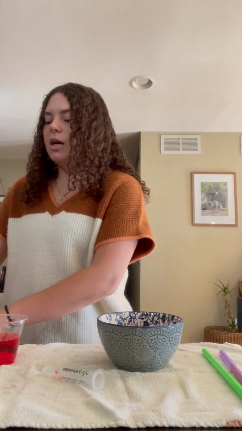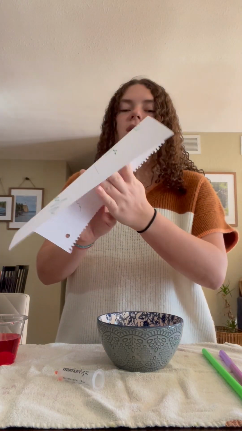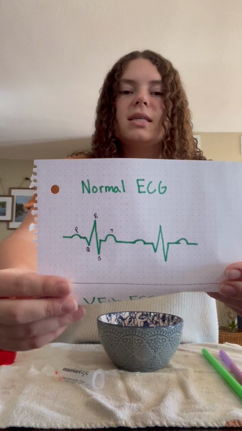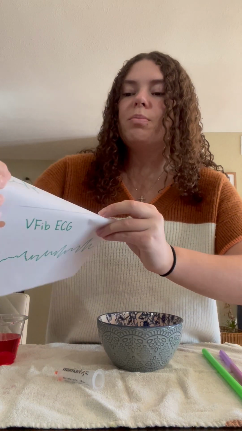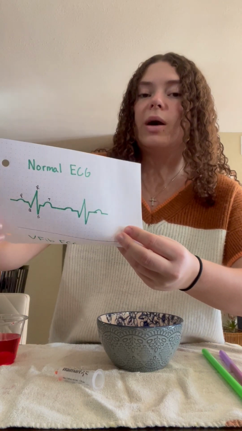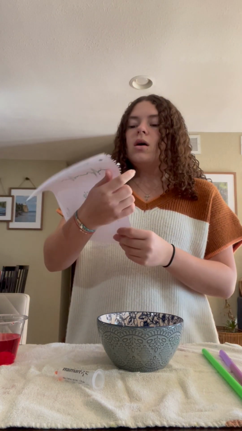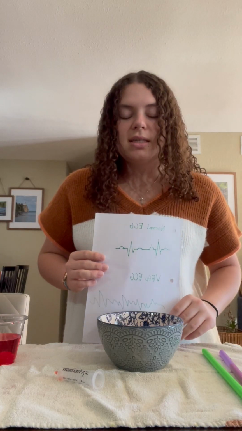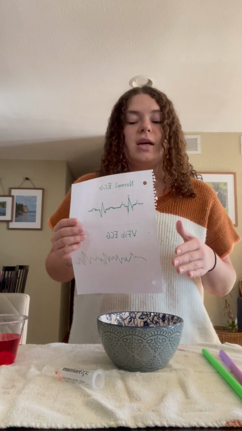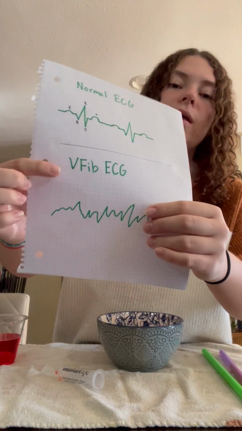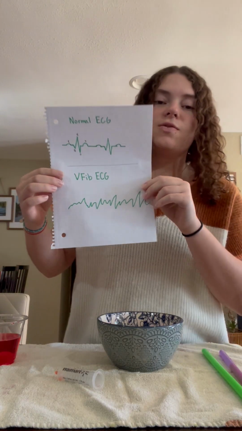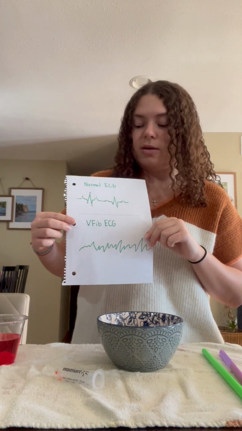So next we're going to be talking about how you could see coronary artery disease on an EKG. So first of all, this is a normal EKG. You can see you have your P, Q, R, S, and T waves here. Whenever I was researching this, I found that there could be lots of different EKGs, but one that I wanted to show here was VFib, which stands for ventricular fibrillation.